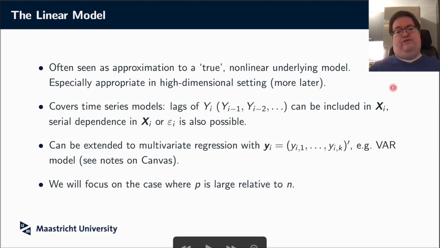Now, there are a bunch of extensions which easily fit in. For instance, you might wonder, well, I want to do some sort of time series modeling, maybe VAR modeling or whatever. Well, you can obviously include lags of your dependent variable in your regressor matrix. You can also allow for serial dependence wherever you need it. And we can also allow to have multivariate regressions, where we actually don't observe a scalar yi, but we observe a vector, such as we would when we do VAR modeling.